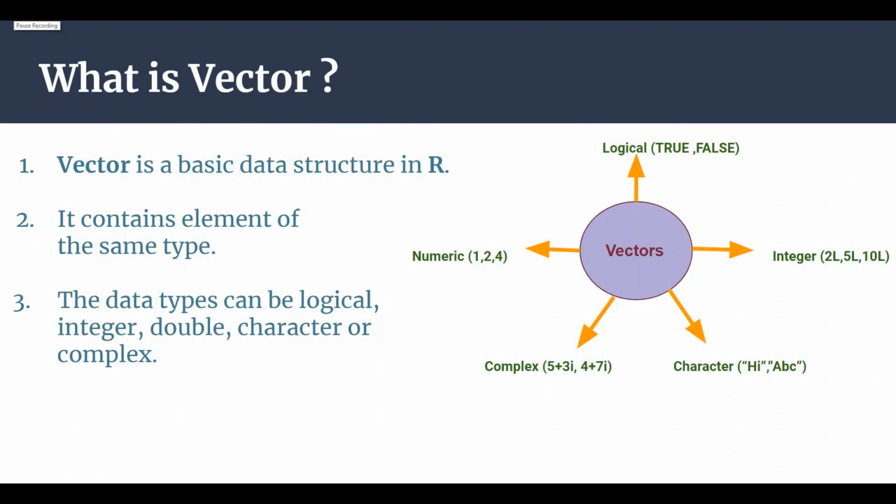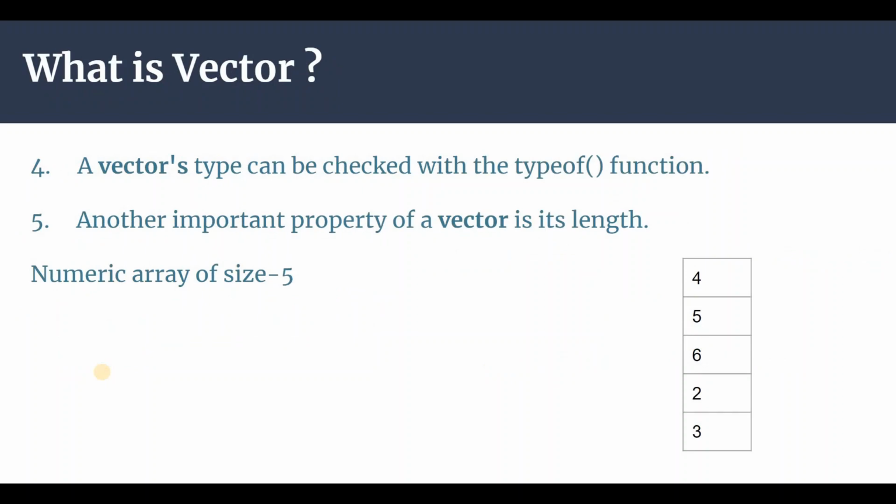Right. What is a vector? Number one, a vector is a basic data structure in R. Number two, it contains elements of the same type. That means a vector contains either all the elements of the logical type, or all the elements of the integer data type, or all the elements of the character data type, or of the complex or of the numeric. So the data types can be logical, integer, double, character or complex. Now, number 4, a vector's type can be checked with the typeof function. Number 5, another important property of a vector is its length. So, we can check the length of a vector using the length function.